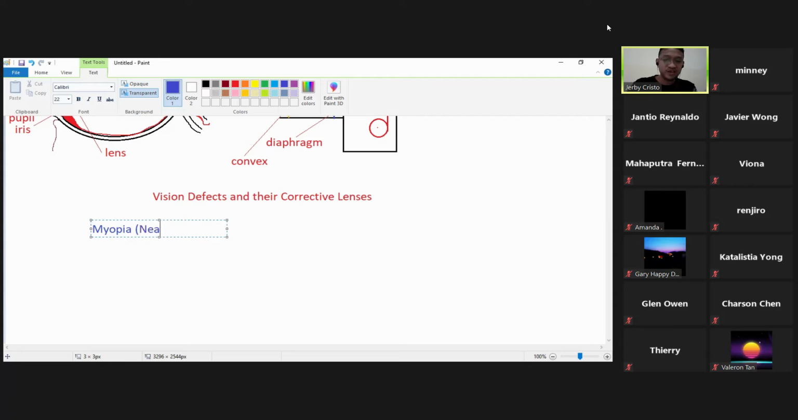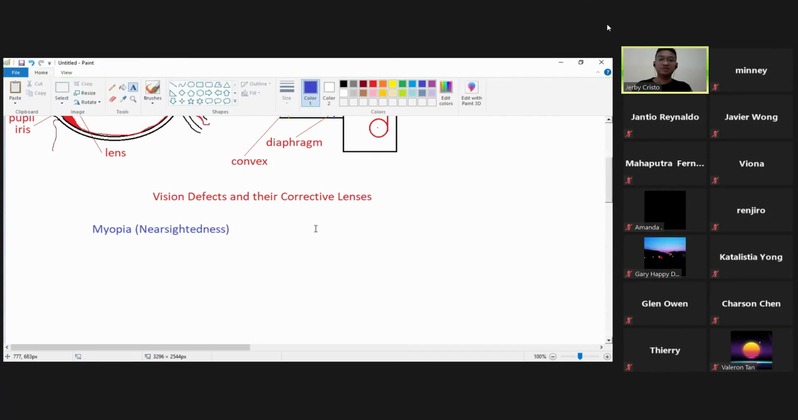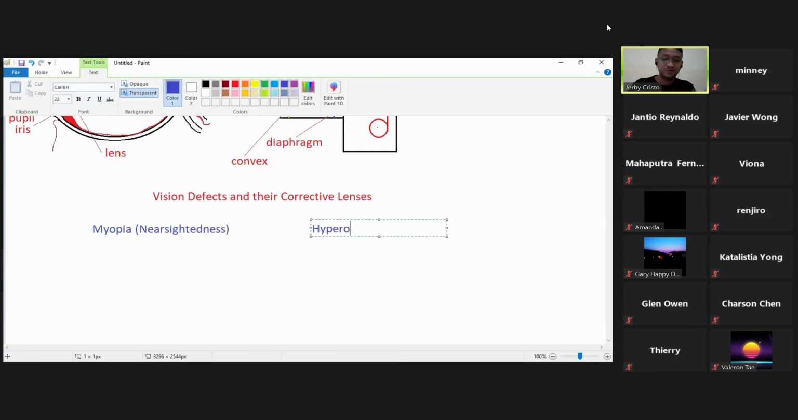Myopia is also known as nearsightedness. Okay. And the second one is hyperopia, or also known as farsightedness. What's the difference? So from the name itself, if you are nearsighted or myopic, it means you have inability to see distant objects clearly. So you only see nearby objects clear, but when you make it farther from you, it becomes blurred.